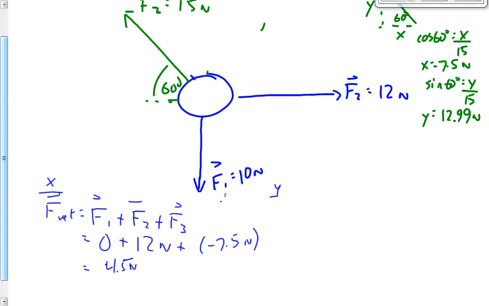For the y component, we're going to say the same thing. F net is equal to the sum of the forces. We have done this hundreds of times now. F net is equal to the sum of the forces in one context or another. You see how they're all kind of the same as each other. What's F1 for the y component? Nick, what's F1 there for the y component? Nick? Good. It's negative 10. Negative because it's acting downwards.